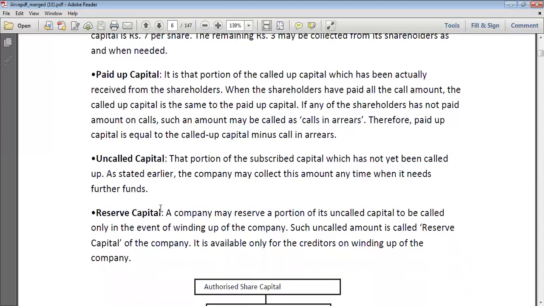Now let's talk about reserve capital. A company may reserve a portion of its uncalled capital to be called only in the event of the winding up of the company. Sometimes a company reserves some part of uncalled capital for the winding up time. When the company faces an adverse situation, at that time the company will call that share capital. So that capital which the company reserves as a portion of uncalled capital is known as reserve capital.